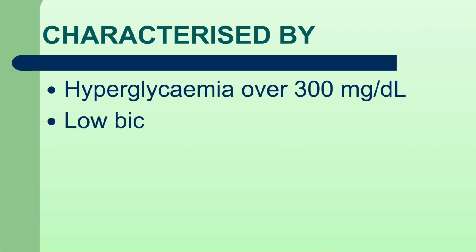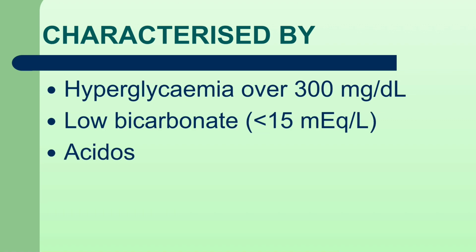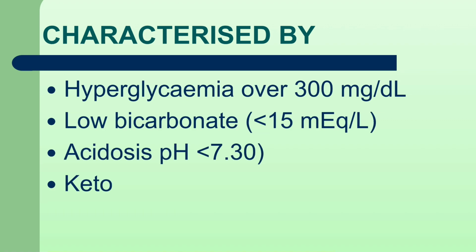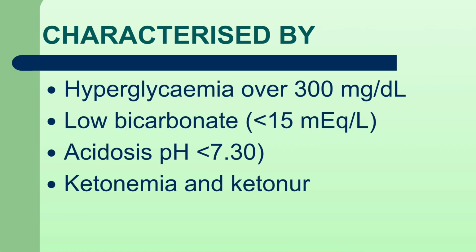Characterized by hyperglycemia over 300 mg per deciliter. Low bicarbonate, less than 15 milliequivalent/L. Acidosis, pH less than 7.30. Ketonemia and ketonuria.